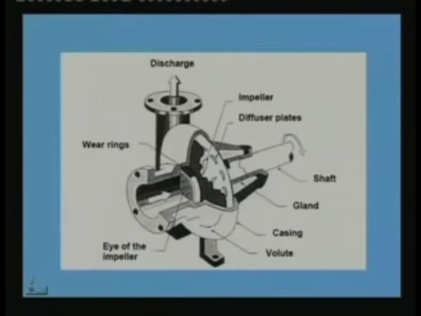Of course, you can also see the guide vanes here. So these are the guide vanes. Normally almost all centrifugal compressors use these guide vanes as a means of controlling the capacity, whereas the diffuser may or may not have vanes.